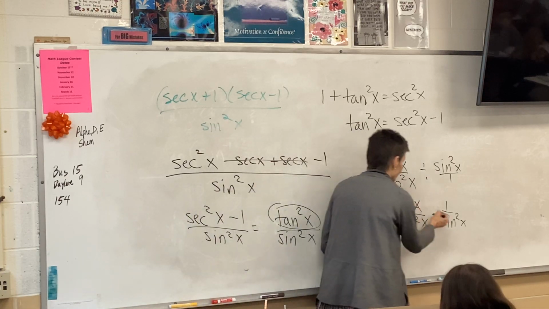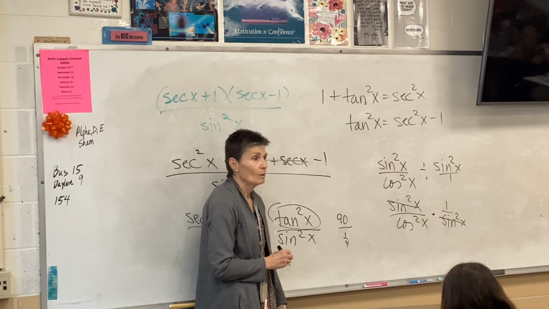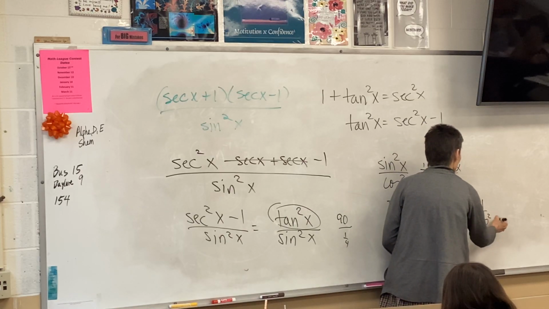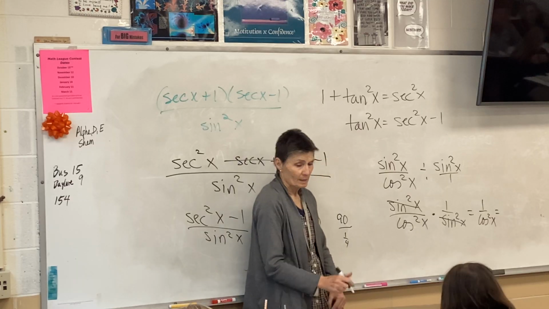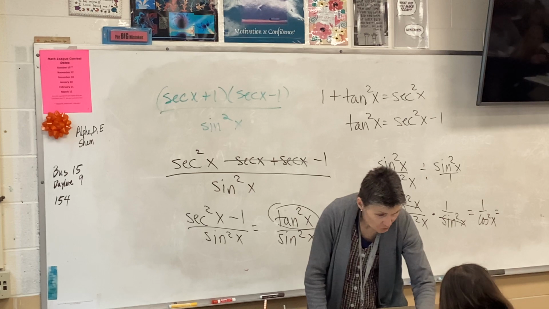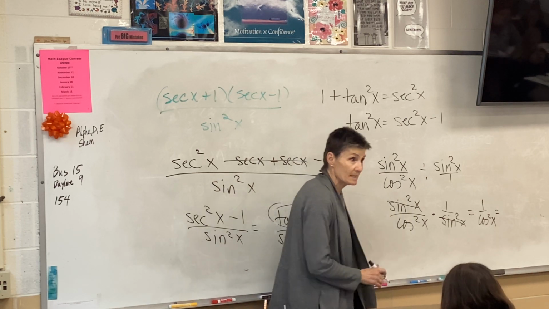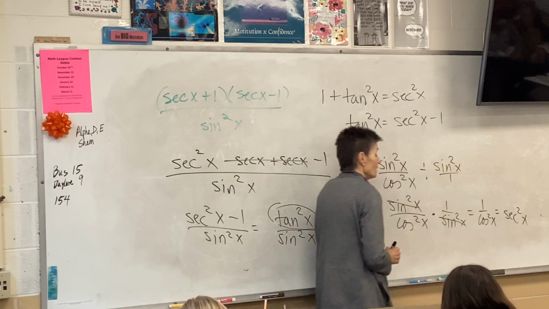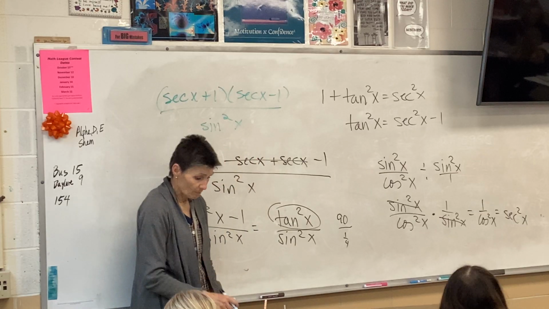The sine squared is going to cancel. And what am I going to be left with? 1 over cosine squared. And we should know what that is. What's 1 over cosine? Can't remember if it's on this. It's on your other sheet. It's not on this one. 1 over cosine is secant. Yep. So this is secant squared. Wow, that was a doozy.